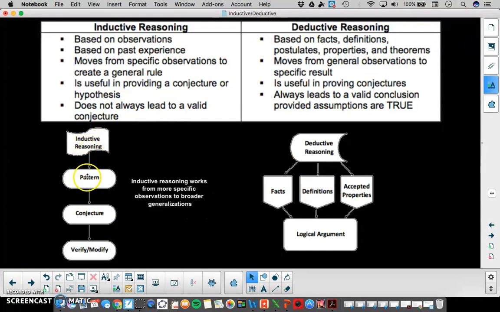Looking at inductive reasoning, we find a pattern, make a conjecture, and either verify or modify if we were able to find a counterexample. Inductive reasoning only works from more specific observations to a broader generalization. Deductive reasoning uses facts, definitions, and accepted properties to reach that logical argument using those laws of logic. So deductive reasoning is using very generalized properties and definitions to reach a very specific result.